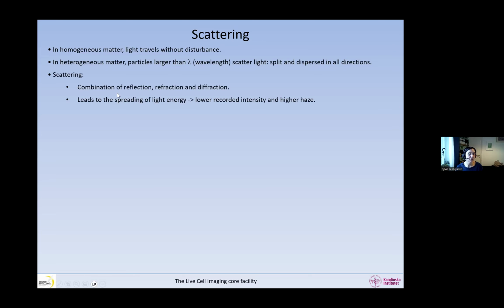Scattering is actually a combination of reflection, refraction, and diffraction. This is a real mouthful to say, and I will explain what this means. But scattering is basically a general word to say I'm exploding my light, and it leads to the spreading of light energy. That means that when the scattered light arrives at the sensor, we're recording a lower intensity, and also we have light a little bit everywhere, so everything is hazy. This is what we mean when we say scattering.